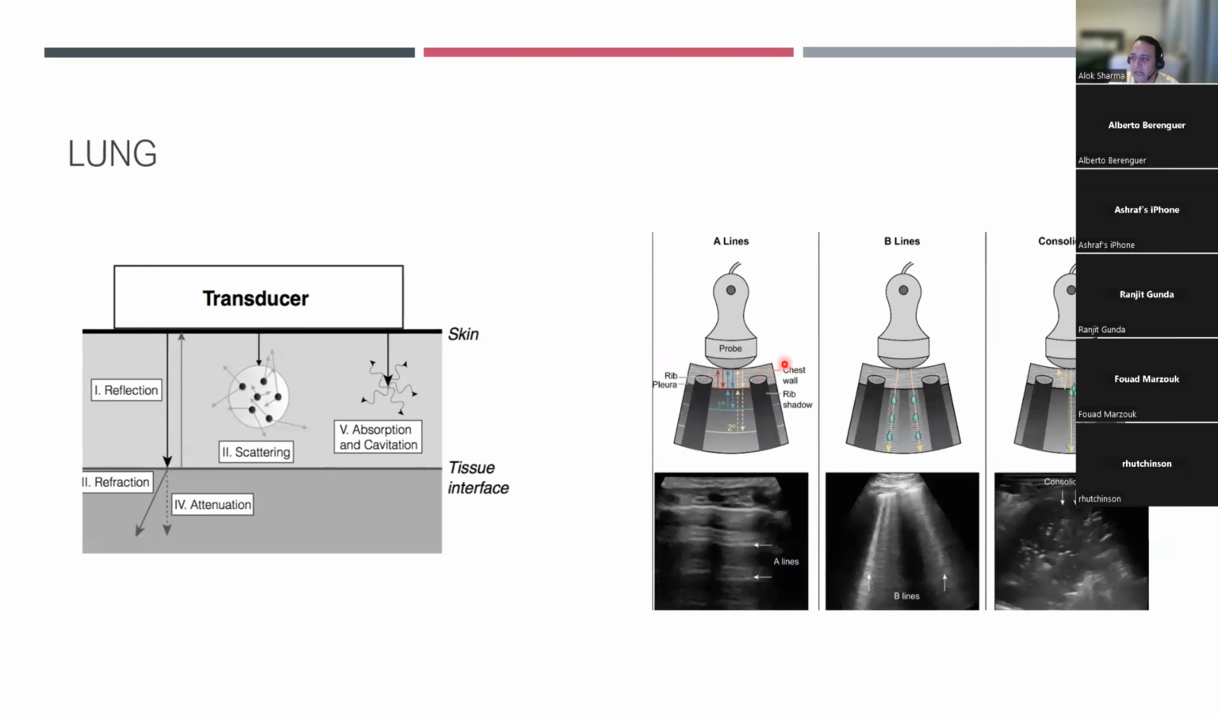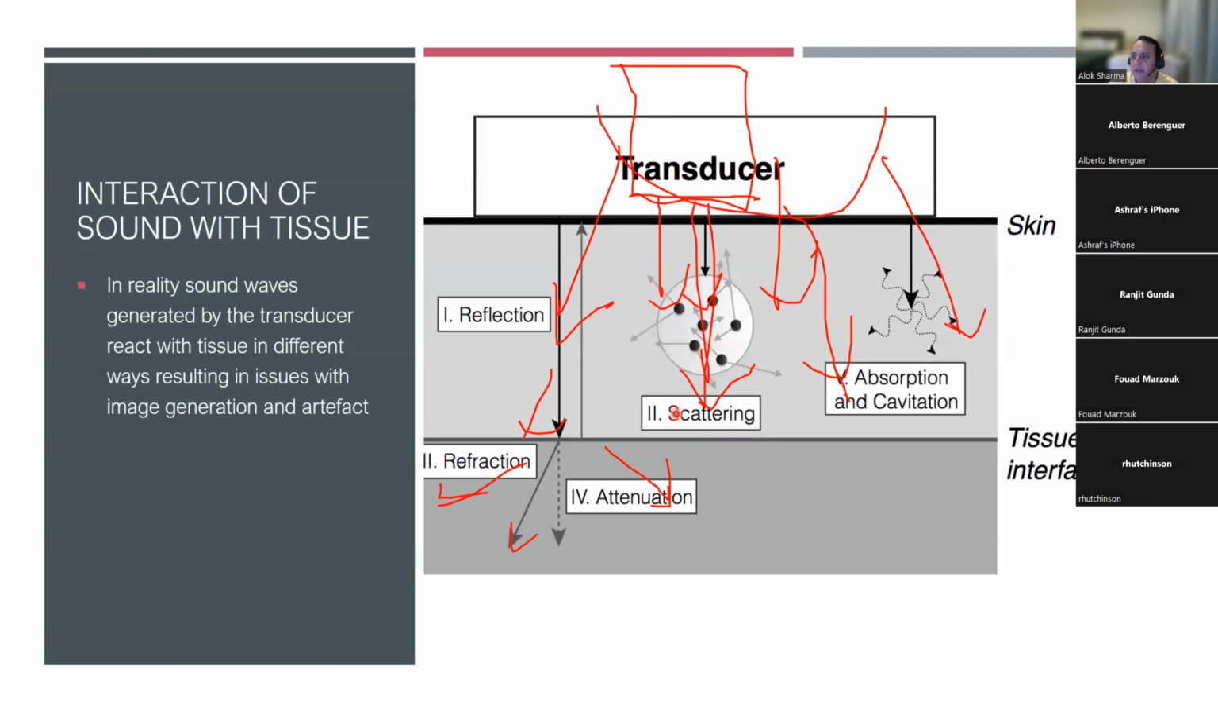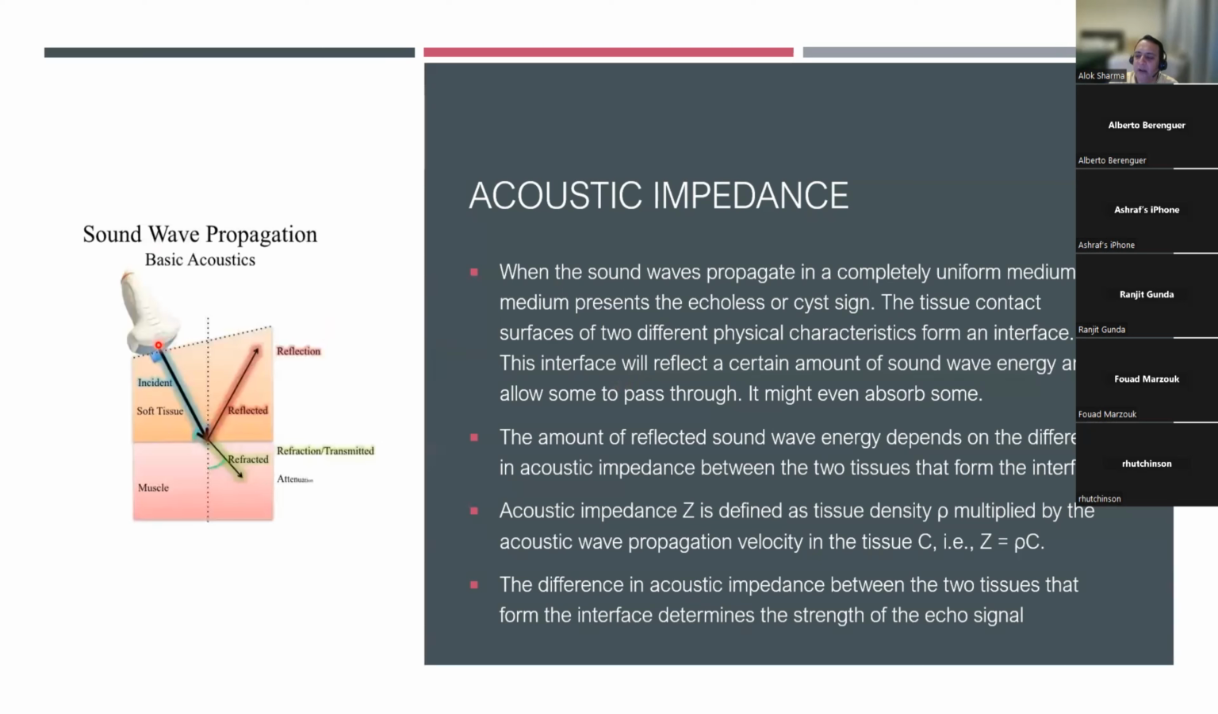They will pass through skin, through soft tissue, which has fat and fascia. They will then pass through muscle. There will then be pleura, and below that they will have alveoli, which have air within them. There is a difference between the density and the velocity with which the sound waves will travel through these different areas. This means we have different levels of acoustic impedance between the different areas of the lung.